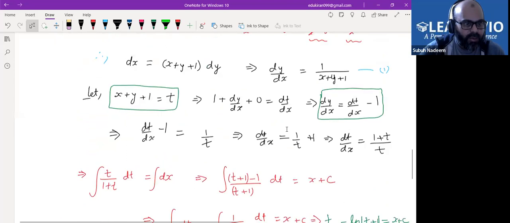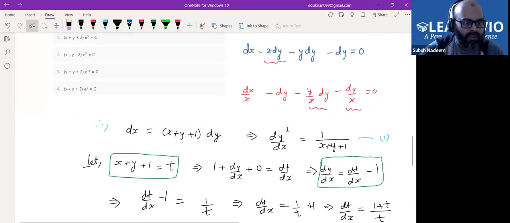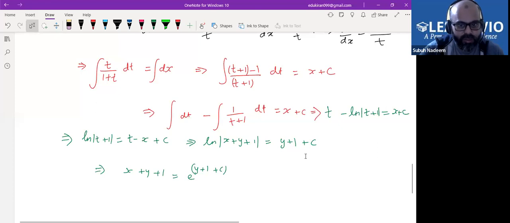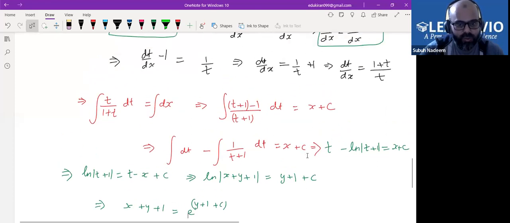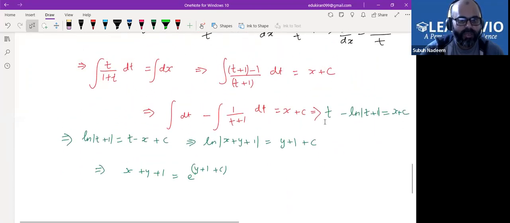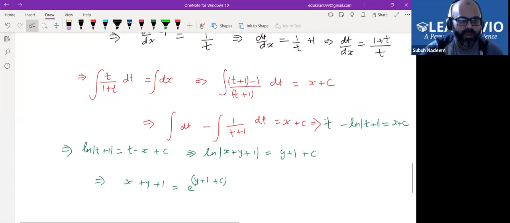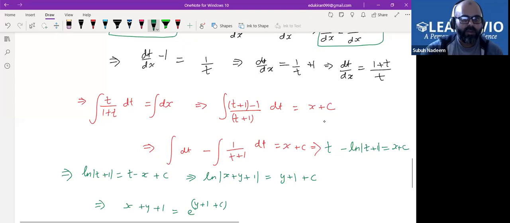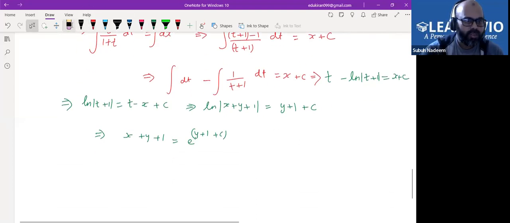So it will become, yeah, it is plus 2 coming. Plus 2, how is it coming plus 2? Okay, t is x plus y plus 1, no? So plus 1 is already there. So plus 1 and plus 1, it will become plus 2. When you substitute this t here, it is x plus y plus 1. So t plus 1 will become x plus y plus 2. So this will be x plus y plus 2.